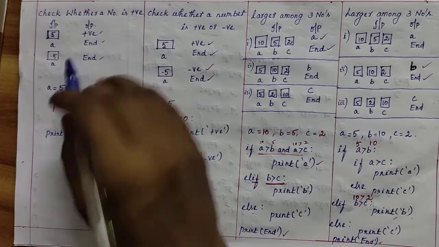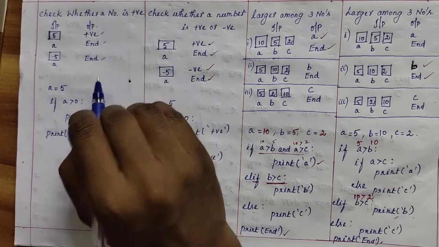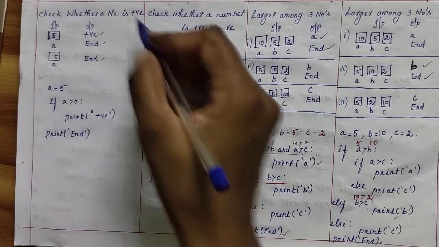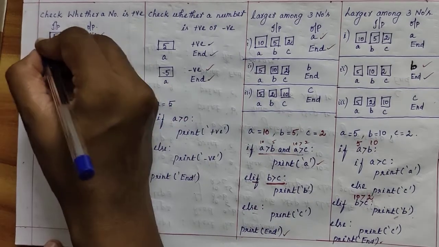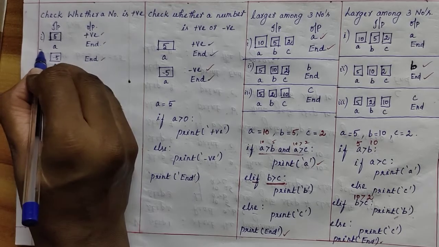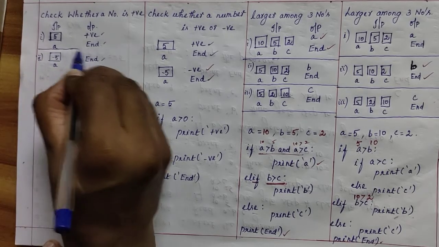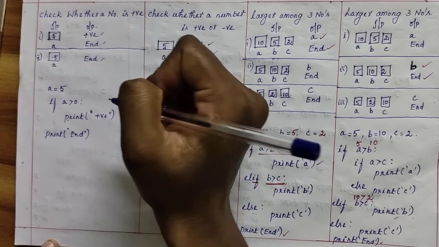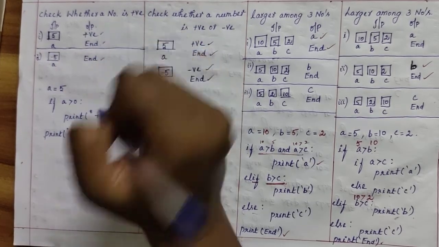Whenever you have a problem, the first thing is to think of what the input and the output are. Here I am taking 2 cases. In the first case I give some value for a, and I get the output positive and that of end. So what is this? Check whether a number is positive.